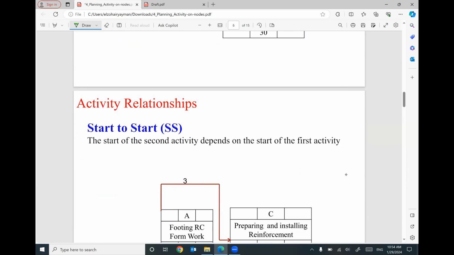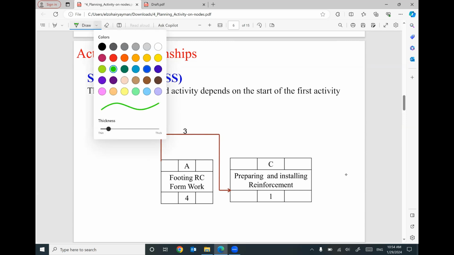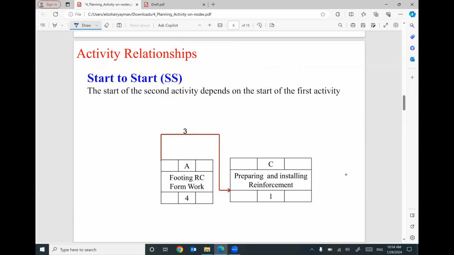We have another relationship which is called start to start, SS. The start of activity A is at the same time as the start of activity C. Please forget this number right now. Does that make sense? The start of activity A at this face means the start of activity C, so I will start both activities at the same time. The start of the second activity depends on the start of the first activity. I cannot start C until you start A.